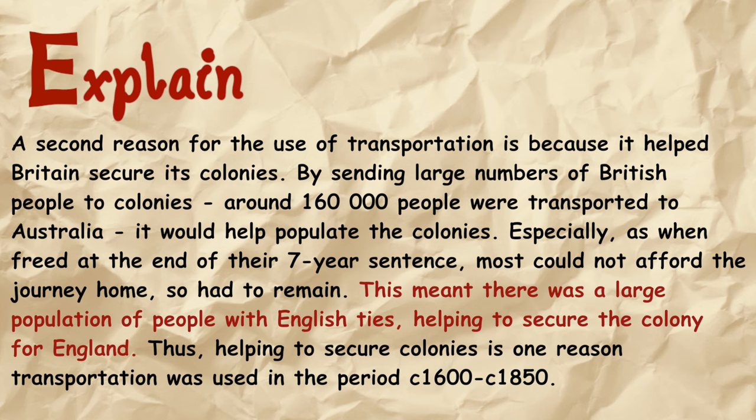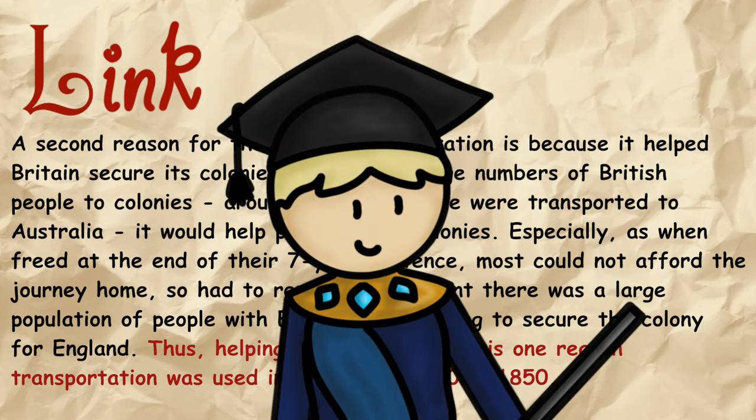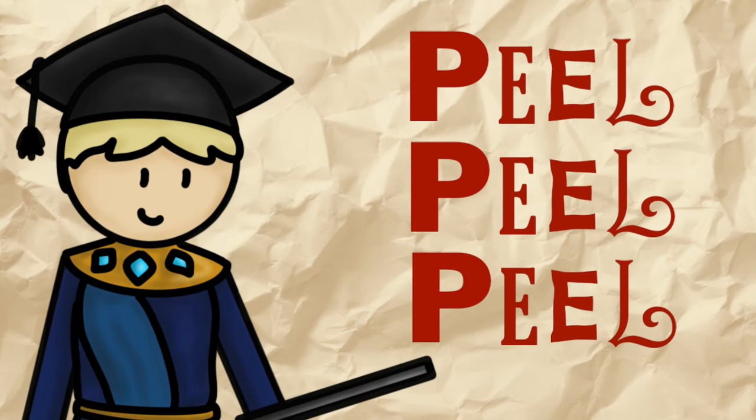This meant that there was a large population of people with English ties, helping secure the colony for England. Explanation. Thus, helping to secure colonies is one reason transportation was used in the period, circa 1600 to circa 1850. Link. And then we repeat the process again for our third paragraph.